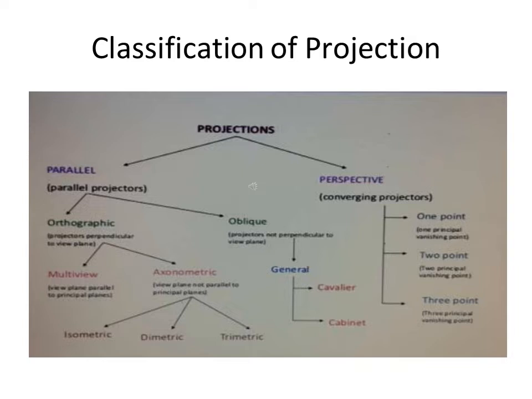Orthographic is divided into another two parts, the multi-view and the axonometric. Axonometric is also divided into three parts, the isometric, dimetric and trimetric. Now, the oblique is a part of the parallel projectors and is divided into two parts, the general and the cavalier and cabinet. These are the main types of projections, the parallel projectors as well as the perspective, and again they are classified further.